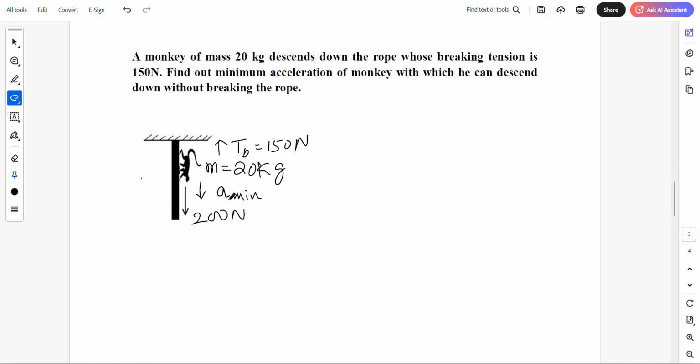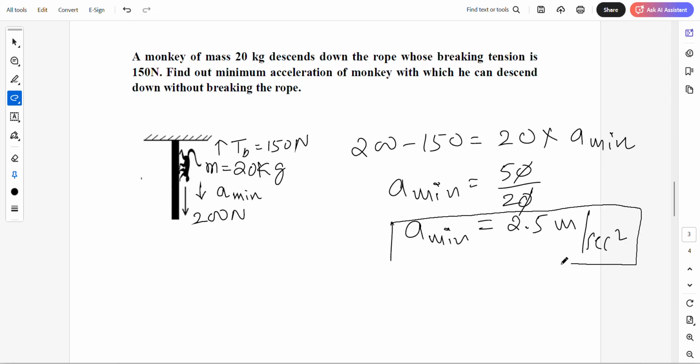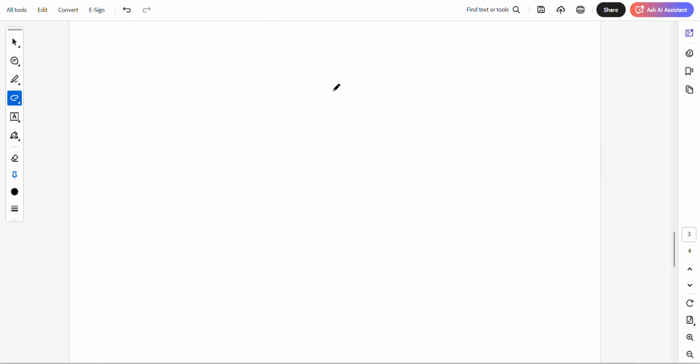चलाने वाला minus रोकने वाला. Which is चलाने वाला now? In the direction of acceleration, that is 200, minus रोकने वाला, 150, is equal to mass into acceleration. Mass of the monkey 20 into the minimum acceleration. A minimum is equal to 200 minus 150, that is 50, divided by 20. 0 gets cancelled. That is equal to 2.5 meters per second square, the right answer. That's the minimum acceleration. Next problem.